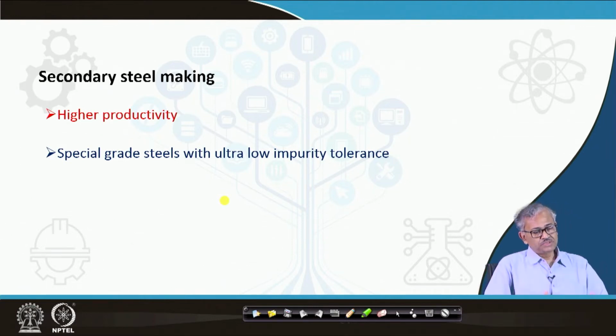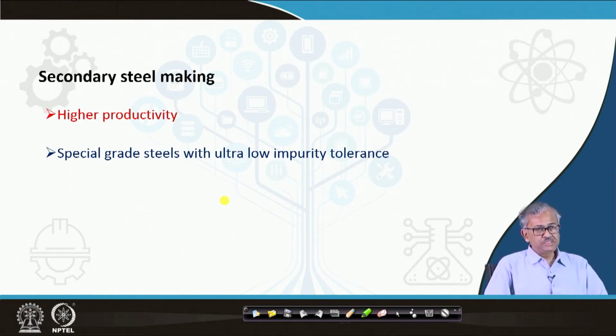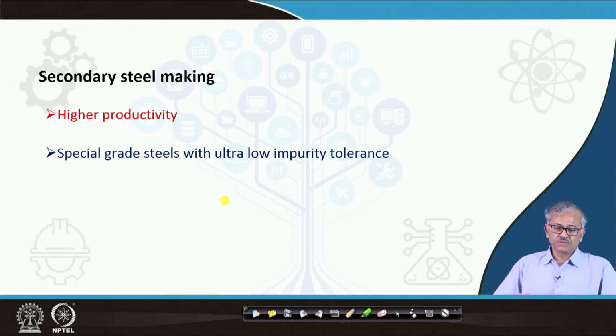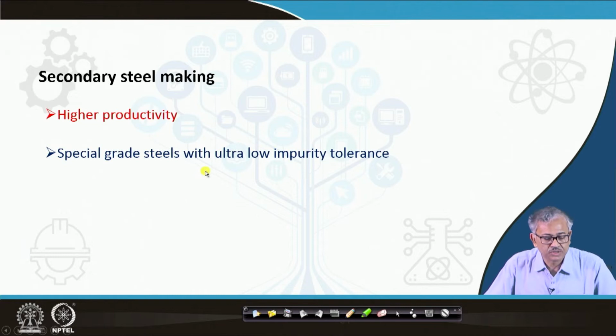That was one of the major reasons: special grades of steel with very stringent impurity control are coming nowadays. Customer demand is coming with very special grades of steel. That is one reason. And another is higher productivity.